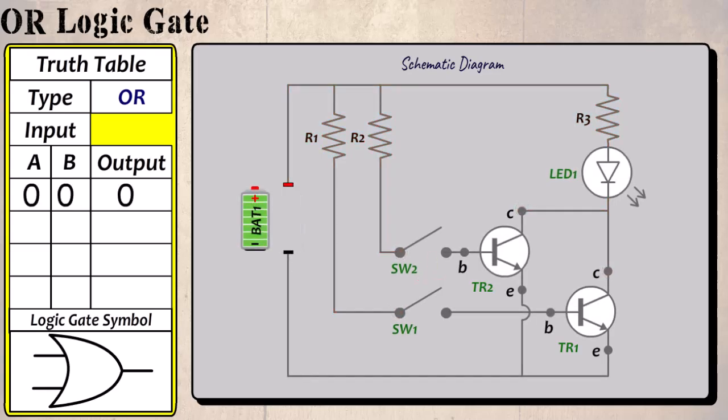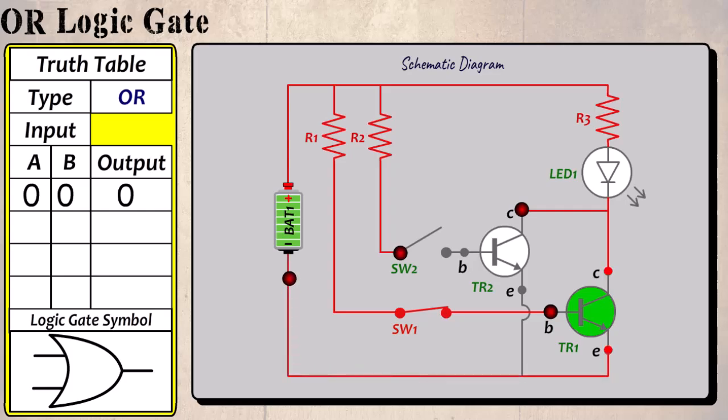Let's reset the circuit and switch SW1 on. Current flows through R1 and through SW1, switching TR1 on. Current continues through R2 to SW2, which is set as off. Current then flows through R3 to the collector of both TR1 and TR2. As TR1 is on, the circuit can be completed through this transistor and the LED turns on. Therefore, when the input is 1 and 0, the output is 1.